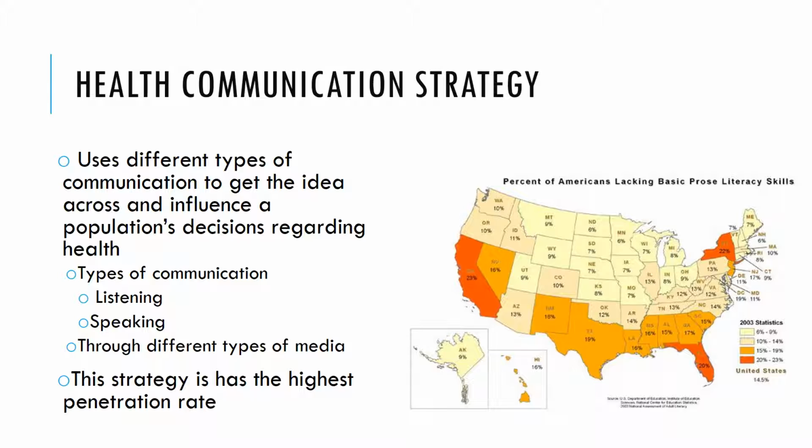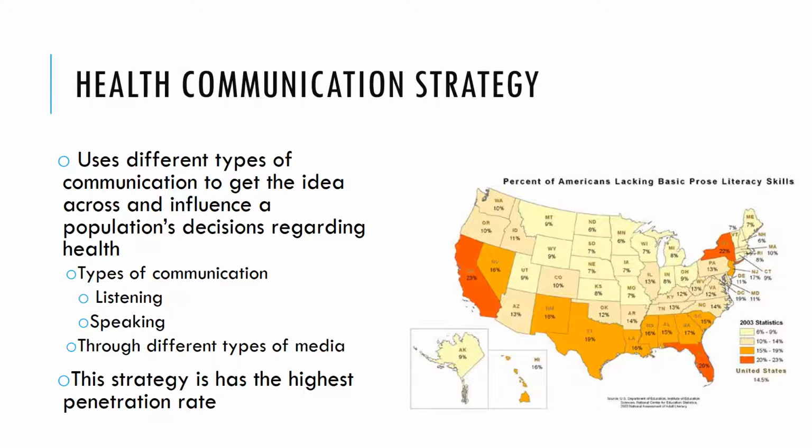First, we're going to discuss the health communication strategy. This strategy uses different types of communication to get the idea across and influence a population's decisions regarding health. This is done through using different types of communication, like acts of listening and speaking, while also being done through different types of media, like social media, radio, television, and even the newspaper.